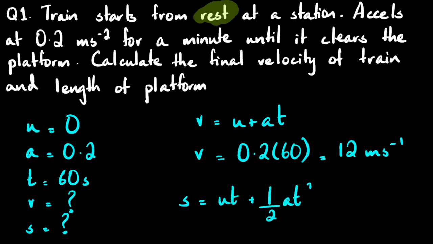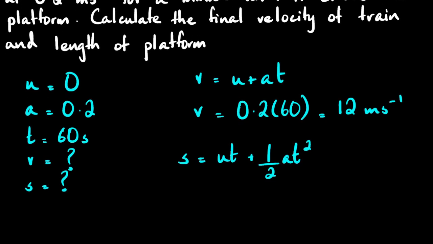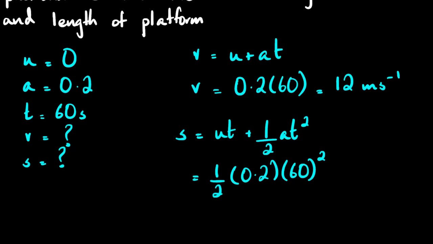So just to avoid rearranging the equation, I'm using this one, ut plus half at square. Again, u is 0, so this entire term becomes 0. So all I have is half, 0.2 as a, and the time was 60, so the square of 60. So this value then turns out to be 360 meters, which is the length of the platform.